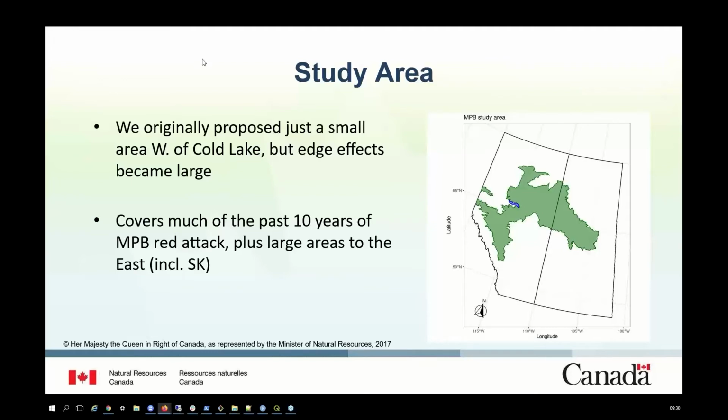This is the study area that we used, the area in green. It is a fairly large area covering a good chunk of the province and also extending into Saskatchewan. Originally, when we started this project, we were working in a much smaller area, but we realized that there were a lot of edge effects and some other issues with a smaller area. So we increased the size to better capture the data of the mountain pine beetle attacks in Alberta. You can see the blue area there is Lesser Slave Lake. So we get a very large portion of the province covered in this simulation study.